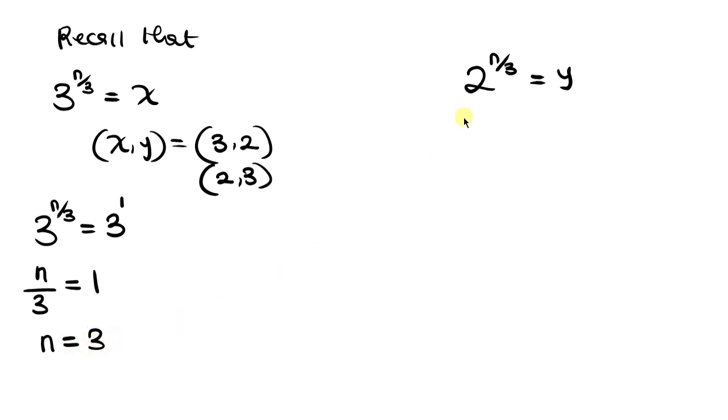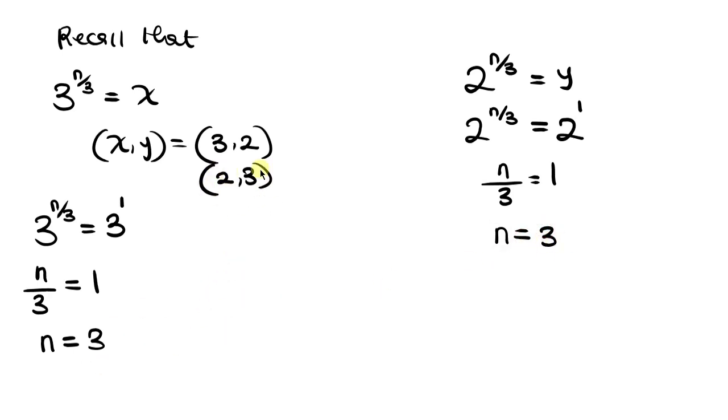And to get the corresponding value for y, we have 2 to the n over 3 to be equal to, y here is 2, so I'm going to be putting 2 here. And remember, this 2 is raised to the 1. And since the bases are equal, we equate the powers. So n over 3 is equal to 1. When we cross multiply, you see that n will be equal to 3. So we've got the same value.